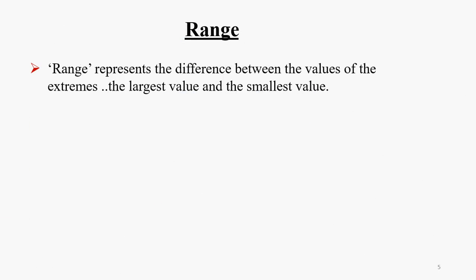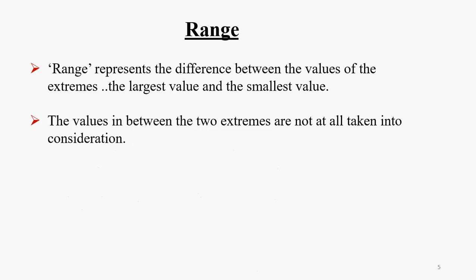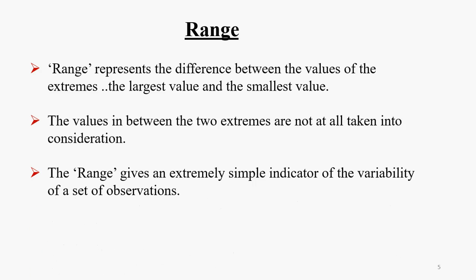Now, what is range? First we need to understand. Here, range is the difference between the largest and smallest value. So whatever series of data is given, you need to identify the highest value and the lowest value. The difference between these two gives us the range. Values in between the two extremes are not taken into consideration at all. So range gives an extremely simple indicator of the variability of a set of observations.